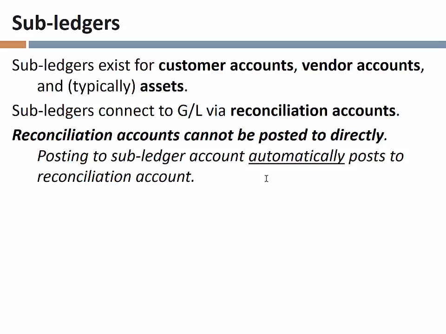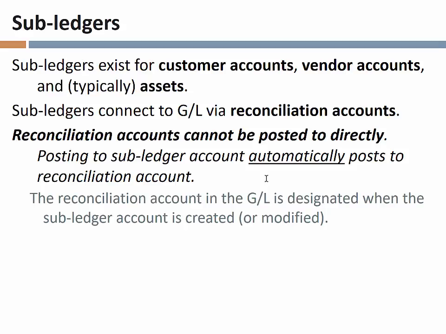That's fine. But when I take an account in my general ledger and I designate it as a reconciliation account, and I tie it to a subledger, at that point, I can no longer post directly to this account. The only way that transactions get into that account is by way of posts that are made to the subledger. And anything that gets posted to the subledger automatically gets posted to the corresponding reconciliation account.